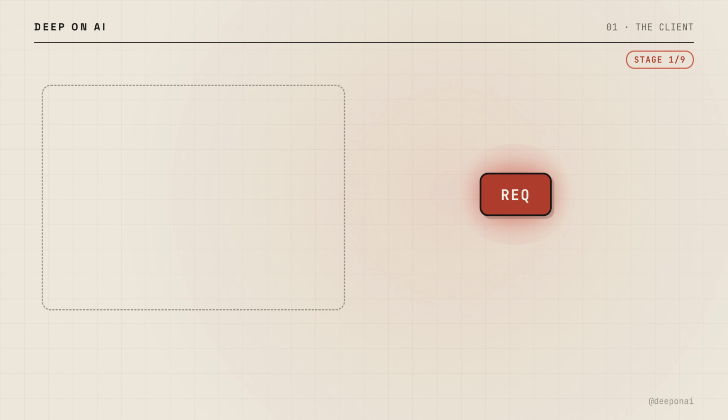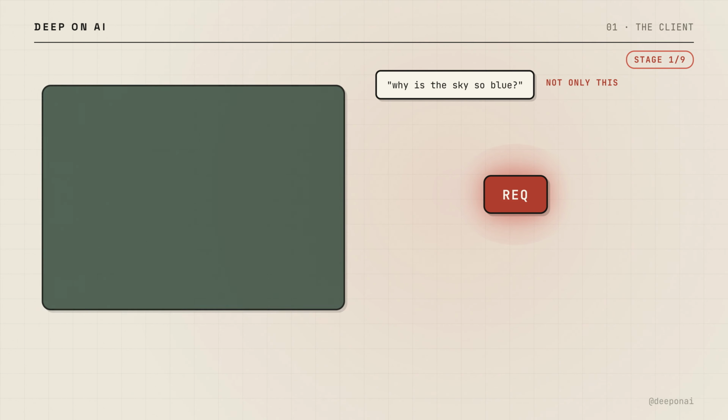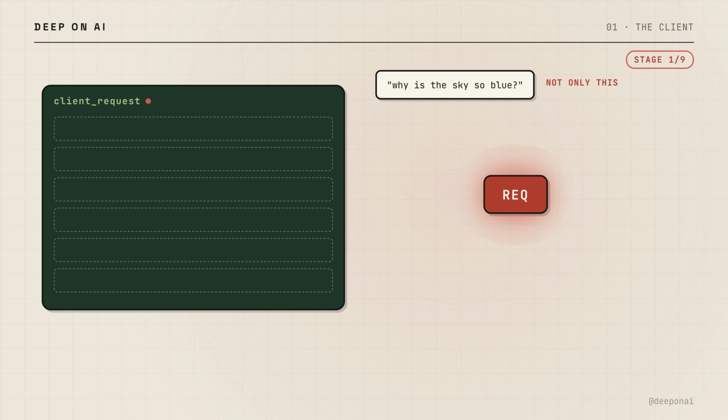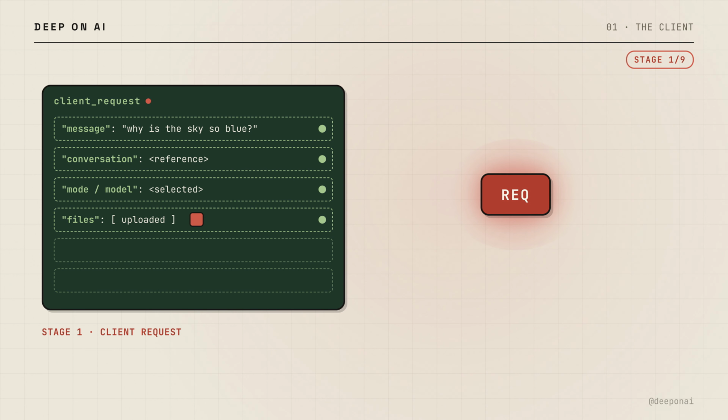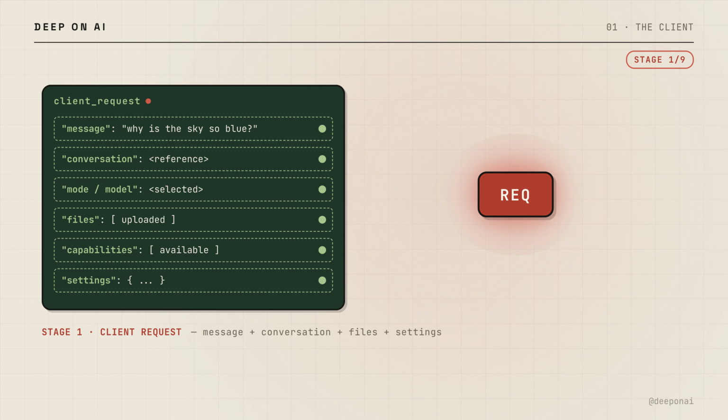When you press send, the browser does not transmit only the sentence you typed. The client packages a structured request. It needs your new message, a reference to the conversation, the selected mode or model, any uploaded files, and the product capabilities available in that chat. It may also carry settings that affect the response.